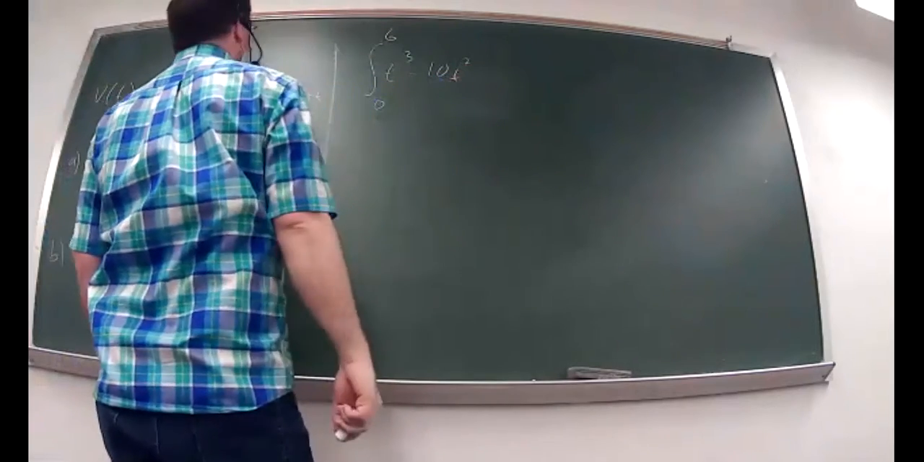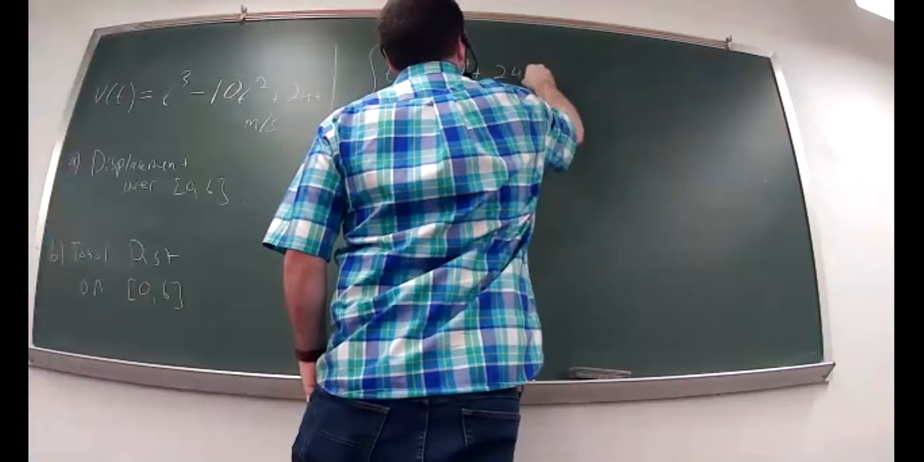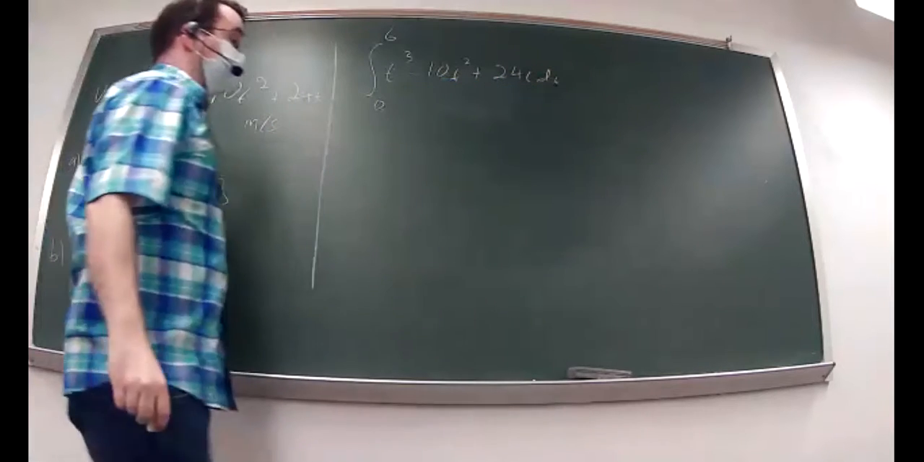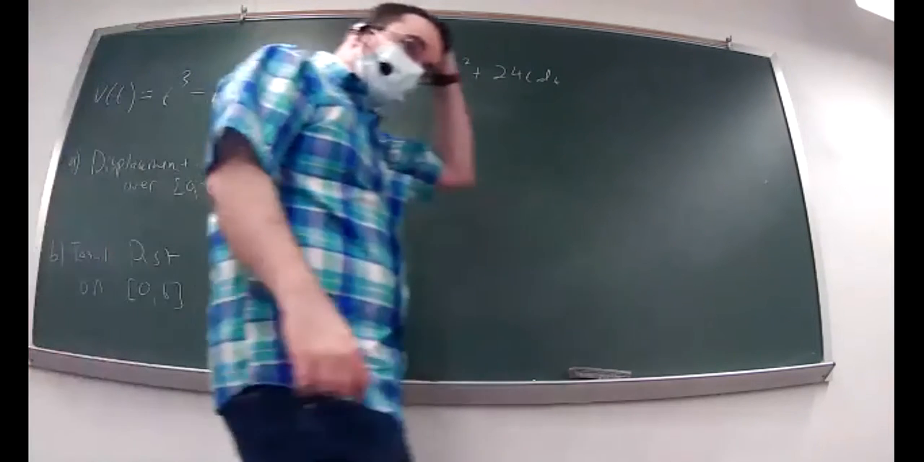So t cubed minus 10t squared plus 24t. So we're using the general principle that the net change, that is to say the displacement, the net change in position, is equal to the integral of the rate of change, which in this case is the velocity.